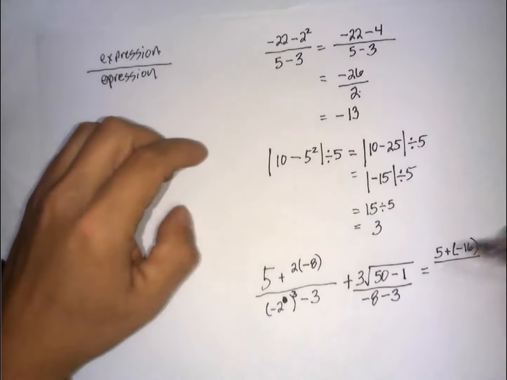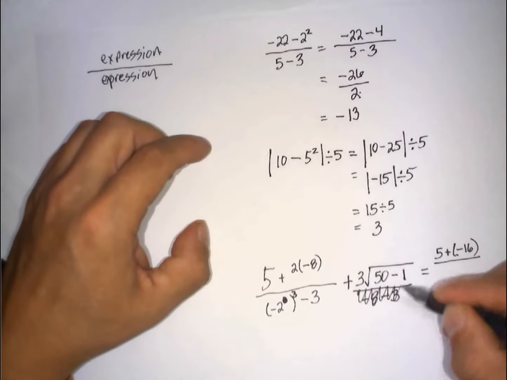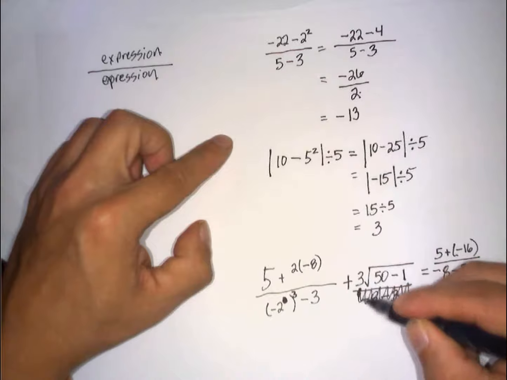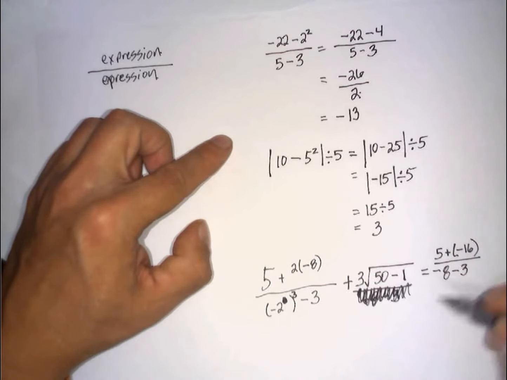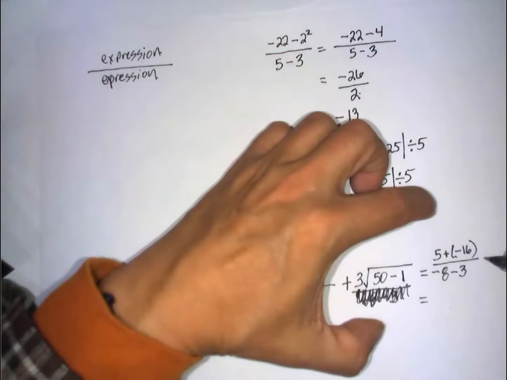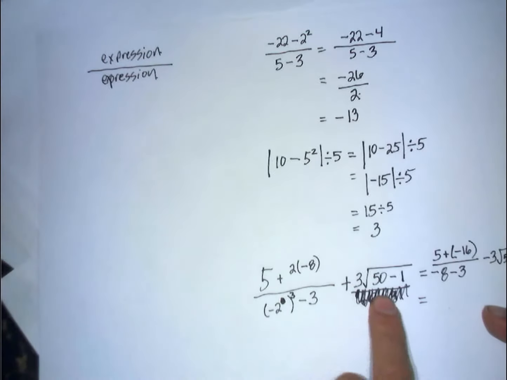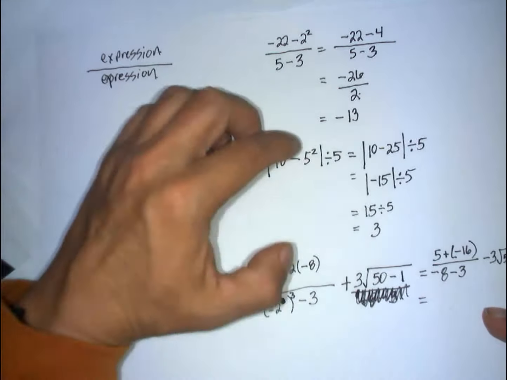Oh, and it should have gone over this one here. Negative 8 minus 3. Just butchered this all up, didn't I? Okay. Minus 3 times the square root of 50 minus 1. So this is just going to hang on. We're going to simplify this first, if we can.